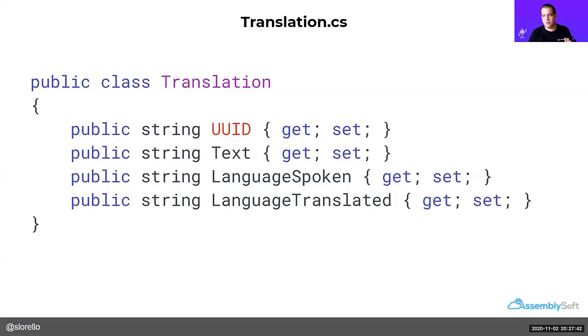So let's start out by creating a basic data structure that's going to hold our translations. We'll give it a unique ID, which is going to be whatever the ID of the dialed in call is. Then we'll give it text, a language that the user is speaking, and a language that we're going to translate to.